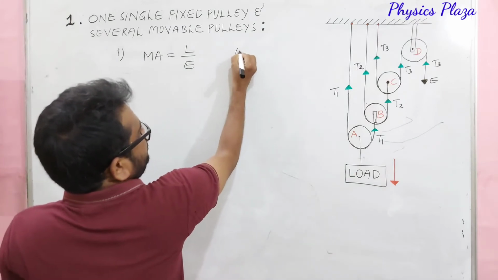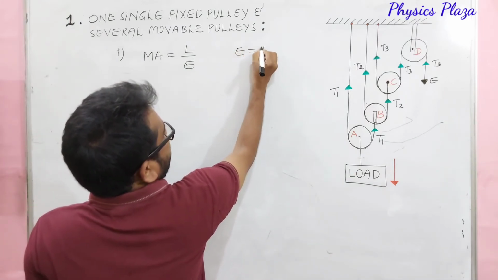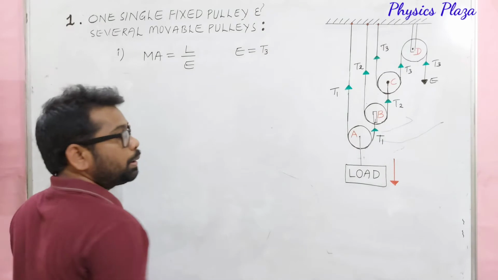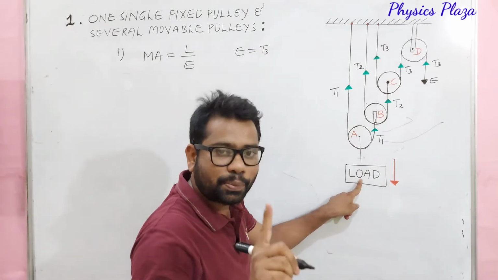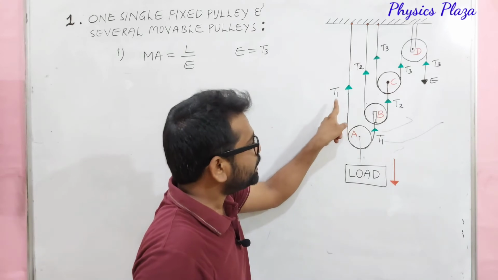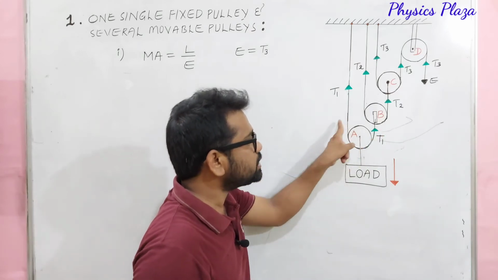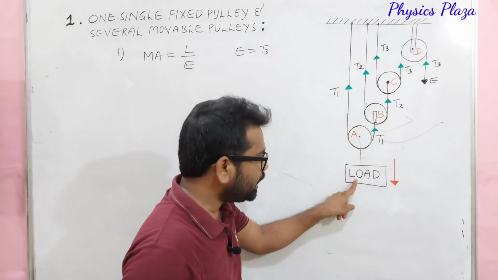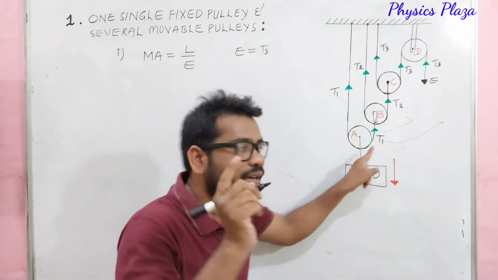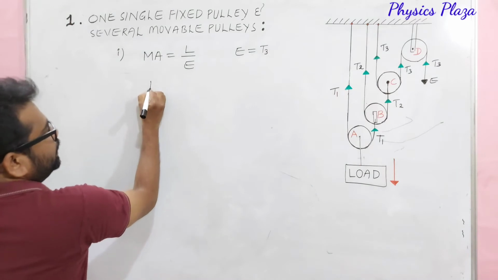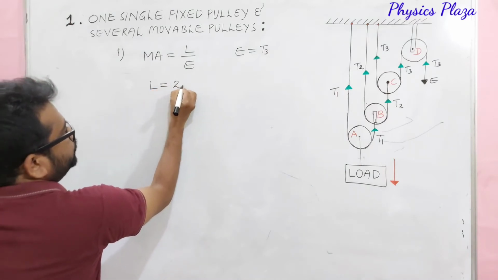So here effort is equal to T3. But teacher, in this diagram, here is a load. So load is balanced by the tensions in the two segments of this first string. So L is equal to T1 plus T1, so that will be 2T1. So let me write here: L is equal to 2T1.